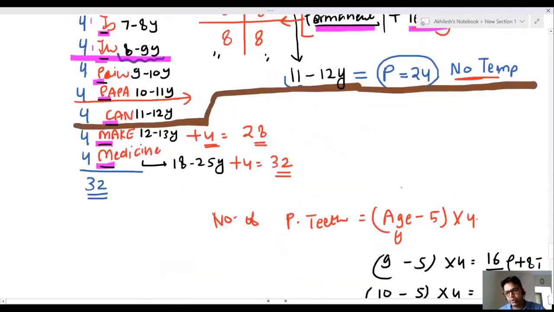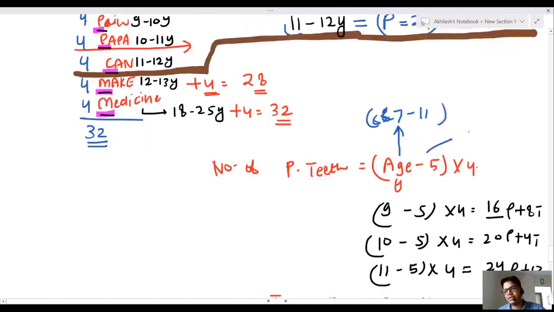This formula is used only for the age between 6 to 7 to 11. This is only used for mixed dentition.